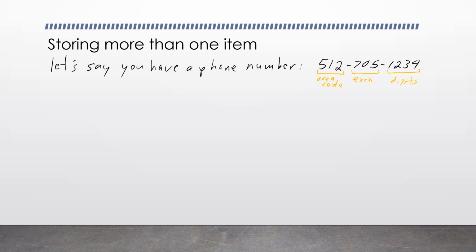So if we wanted from this to output the entire phone number, we would cout the area code, then a dash, then the exchange, then another dash, and then the variable digits. Okay, and that would be a complete phone number.